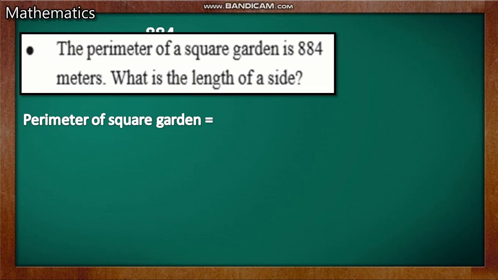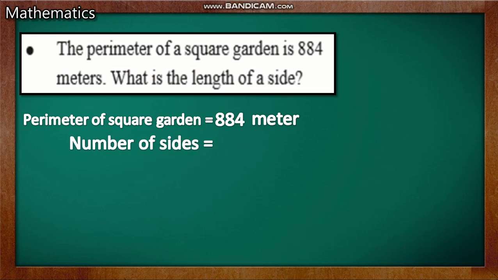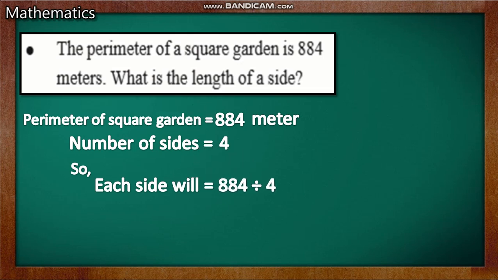Perimeter of the square garden is equal to, how much is given there? That is 884 rupees? No, meters. 884 meters. Then how many sides does a square have? Number of sides is equal to 4. So each side will be how much? 884 divided by 4. Let's draw a line.